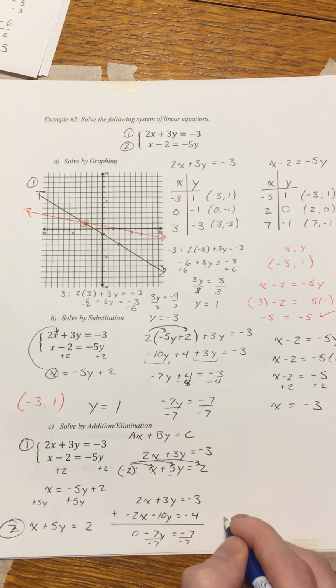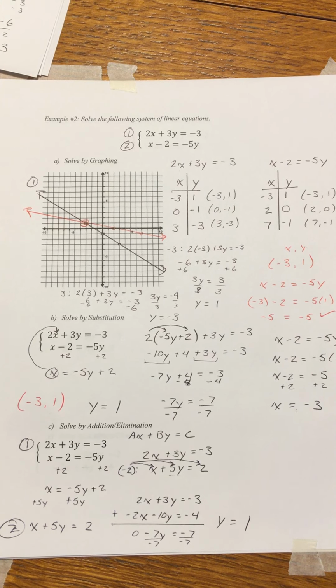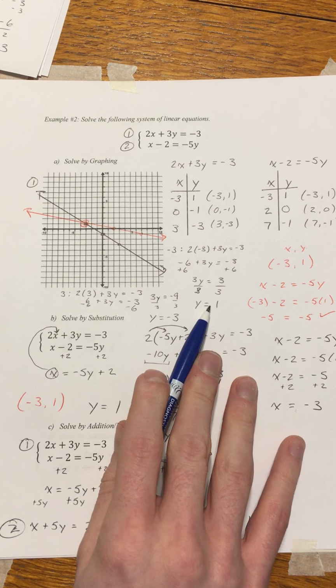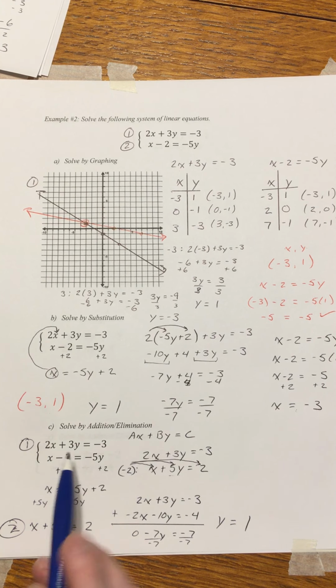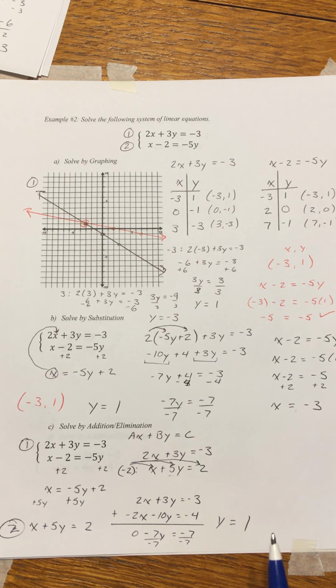And what we have is y is equal to positive 1, which is exactly what we want because that's what we found in every other equation. So now that we have y is equal to 1, all we have to do is just substitute this back into either one of our equations and solve for x.